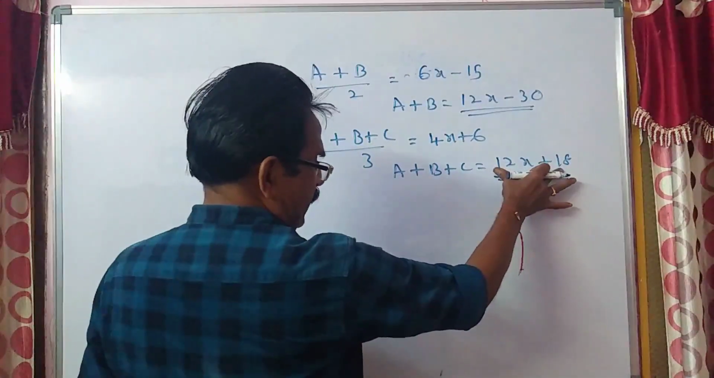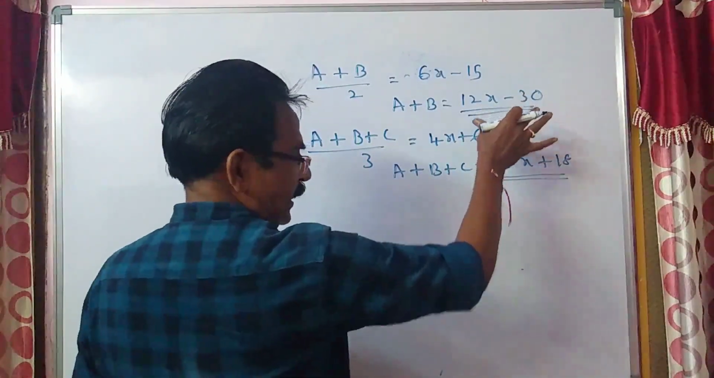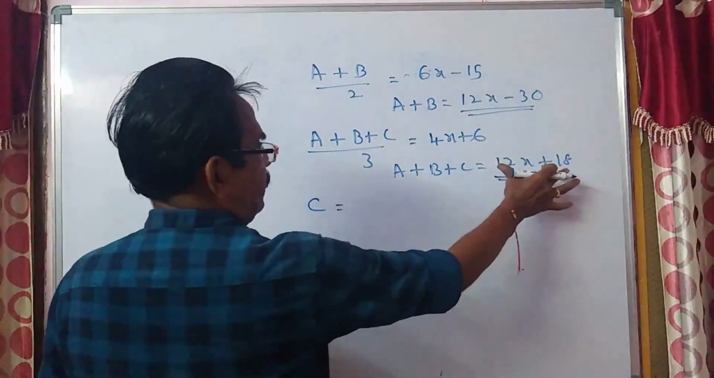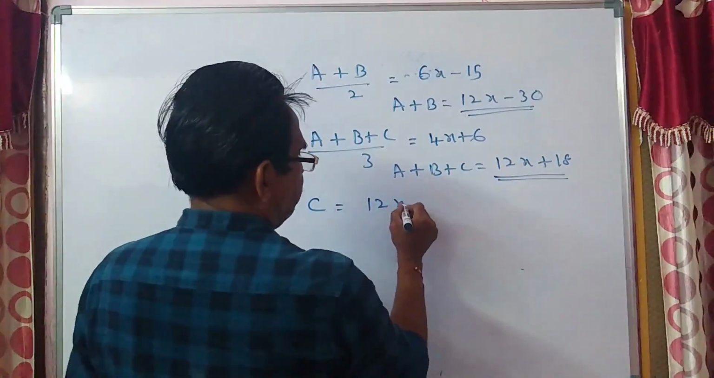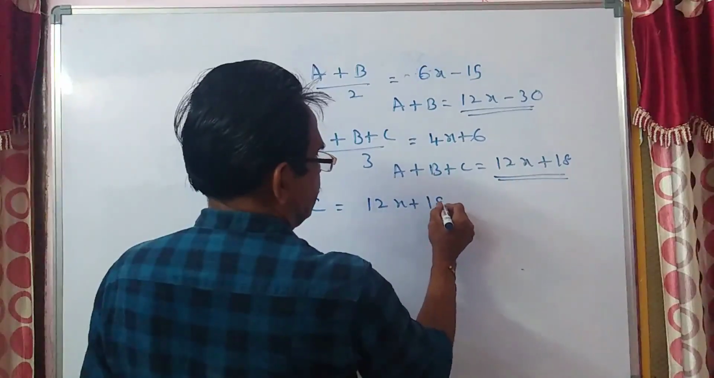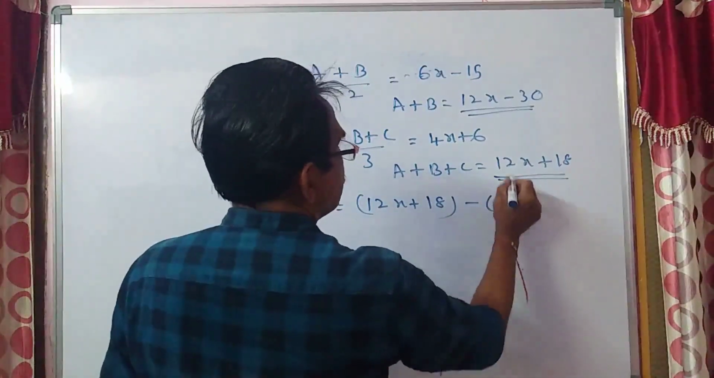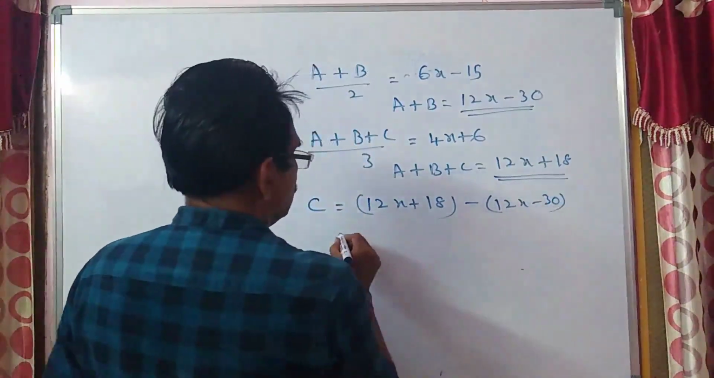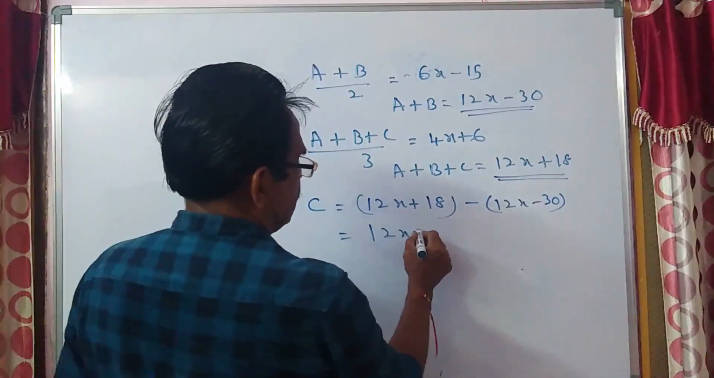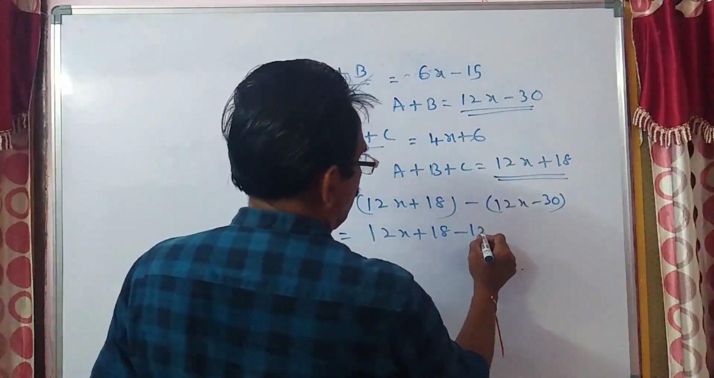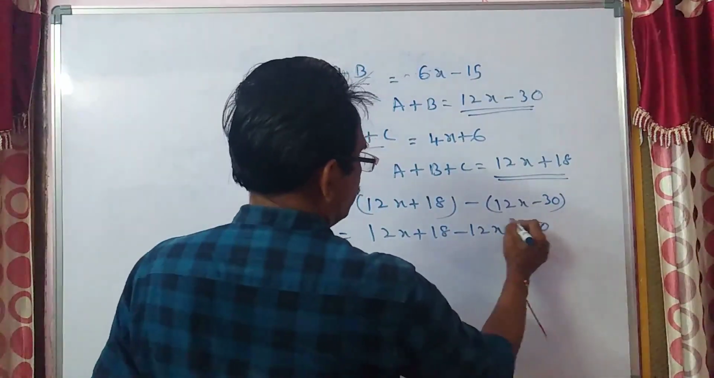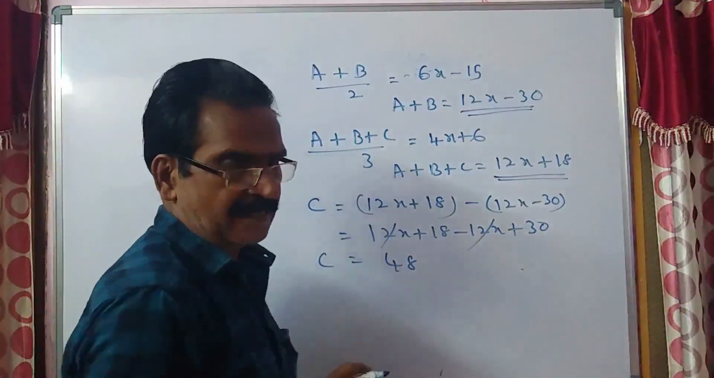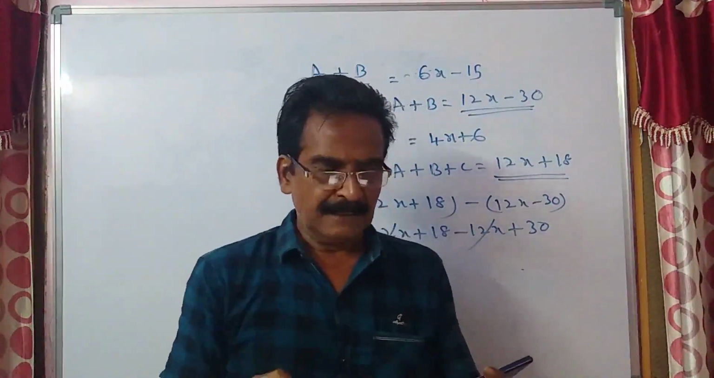A plus B plus C minus A plus B gives C. C is equal to A plus B plus C, 12x plus 18, minus A plus B, 12x minus 30. This is equal to 12x plus 18 minus 12x plus 30. That is equal to 48. C is equal to 48, friends.